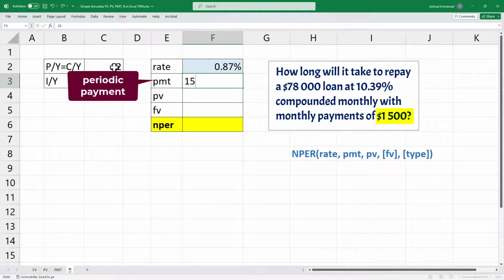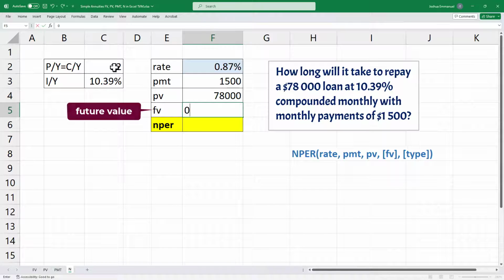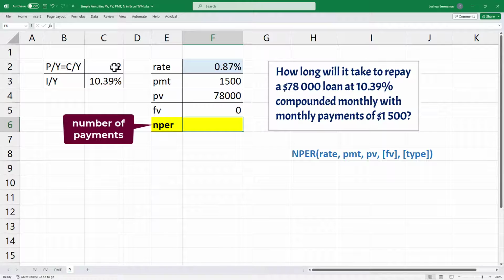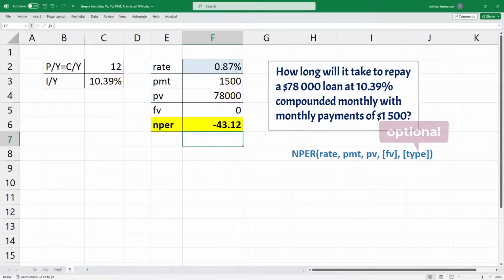The periodic payment is $1,500. The present value is the amount of the loan, which is $78,000. The future value will be 0 since the loan will be fully repaid. To calculate the number of payments, type equals NPER, rate, comma, payment, comma, present value, comma, and future value. Since type is optional, I can hit enter.